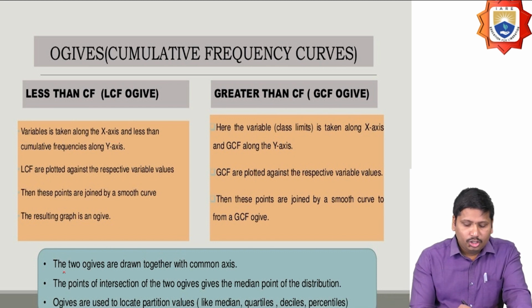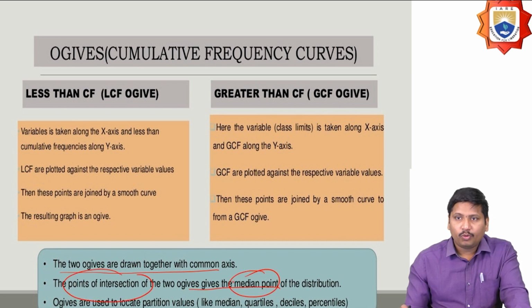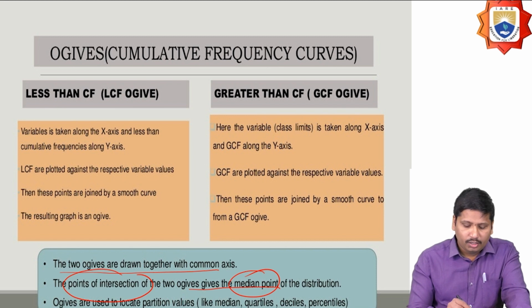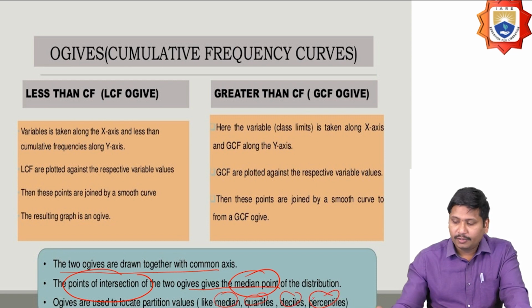Right? So the two ogives are drawn on the same common axis, and the point of intersection of the two ogives is what we call the median point of the distribution. And normally these ogives are used to locate the partition values like median, quartiles, deciles, and percentiles.